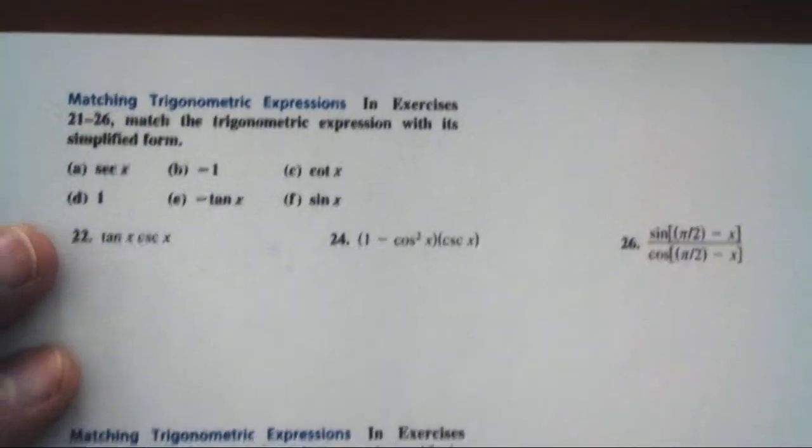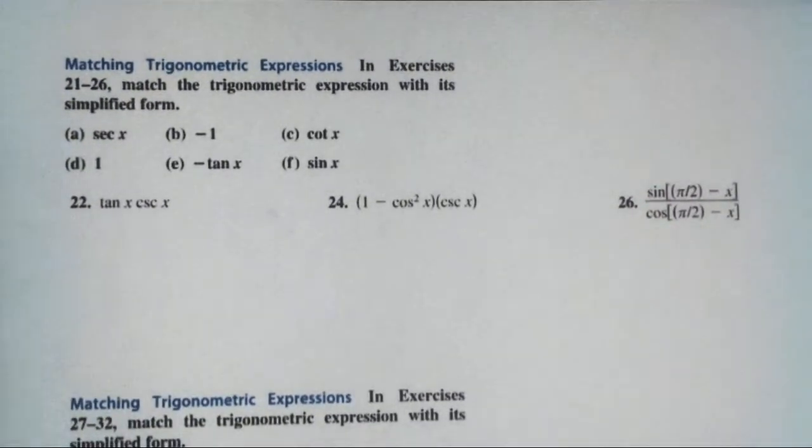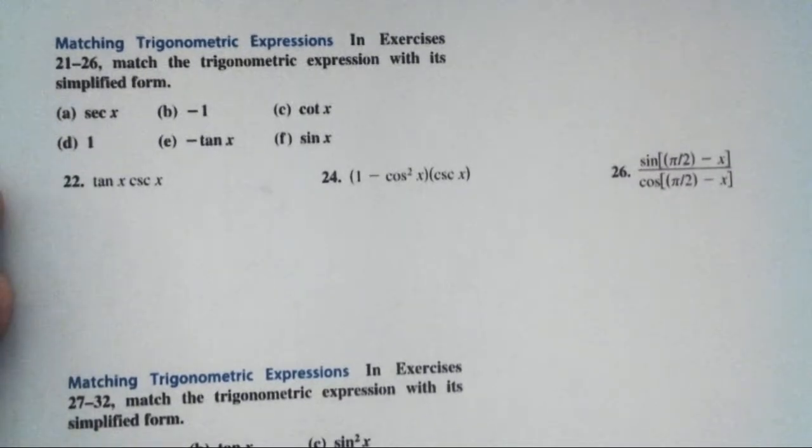Okay. Now we're going to get into some simplifying. This becomes hugely important in calculus. Match the trigonometric expression with its simplified form. So 22 should simplify to be one of these.